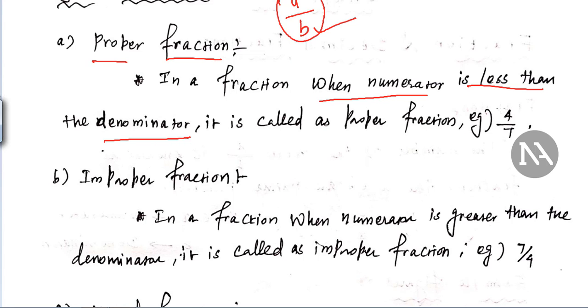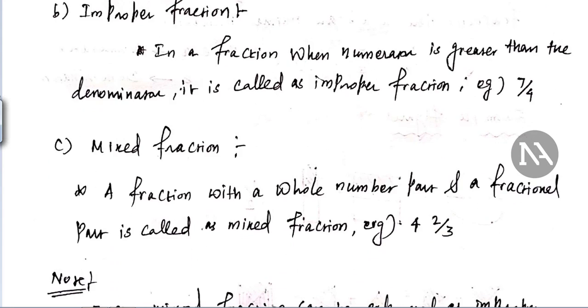Here also an example. This is the numerator and this is the denominator. Here the numerator is less than the denominator, so it is called a proper fraction. Then improper fraction, just the opposite of proper fraction. Here the numerator is greater than the denominator. Numerator is greater than denominator, so it is called an improper fraction.